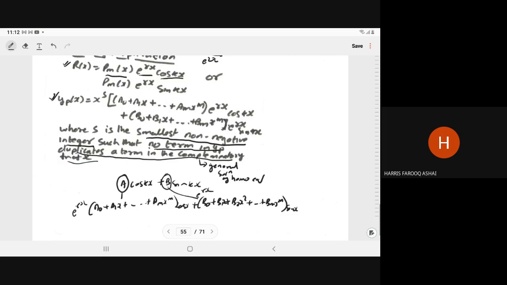Sir, can you explain this again? Why do we multiply by x to the power s?